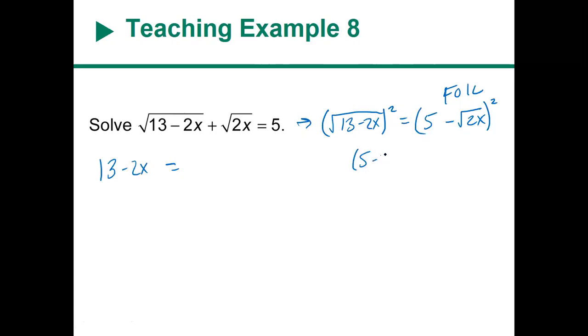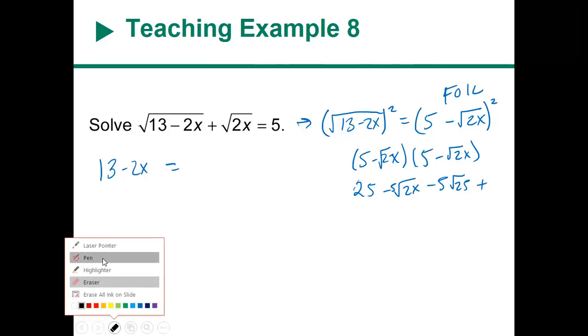So I have 5 minus the square root of 2x times 5 minus the square root of 2x. 5 times 5 is 25. 5 times negative square root of 2x, then I'm going to end up with another -5 (I forgot my 5 there). And then a negative times a negative is a positive. So I end up with positive 2x, not 4, because a radical times itself just sets itself free.